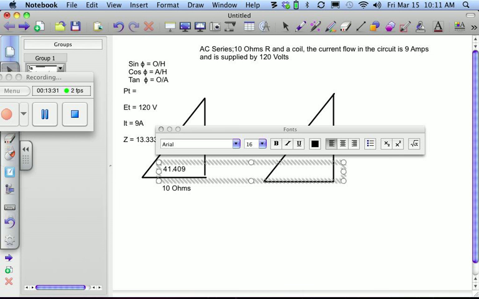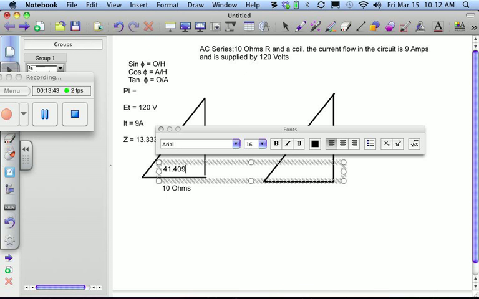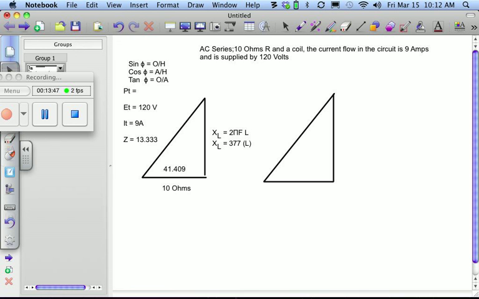409 degrees. So can I find a degree symbol? I don't think so. Oh, darn. What number did you get? 41.409 degrees. Alrighty, good to hear.